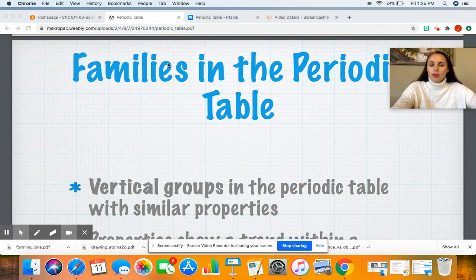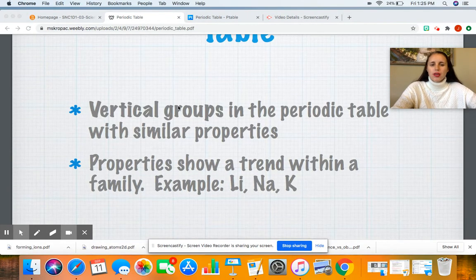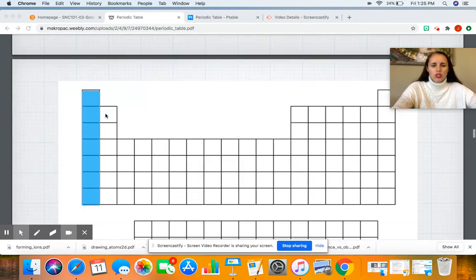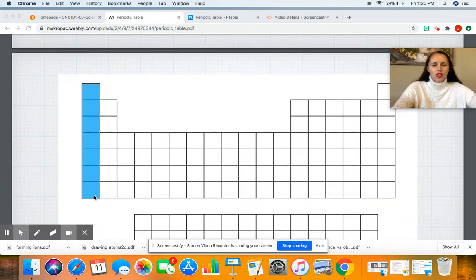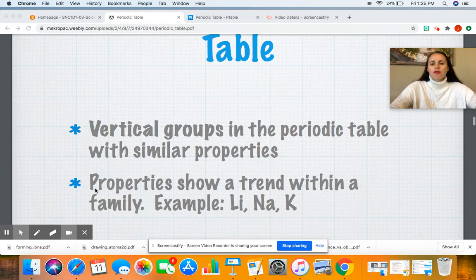Within the periodic table, we have something called families. Families are vertical groups. So just so you know what a vertical group is, a vertical group runs up and down. Families tend to have similar properties. So properties show a trend within families. For example, lithium, sodium, and potassium are all alkali metals and they have very similar properties.